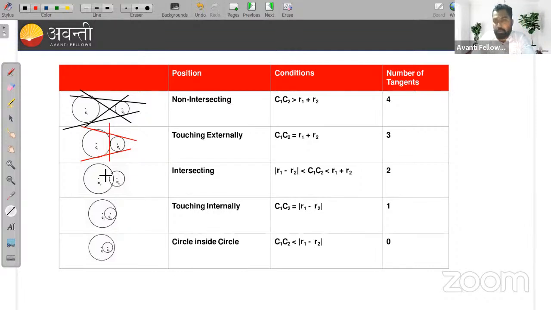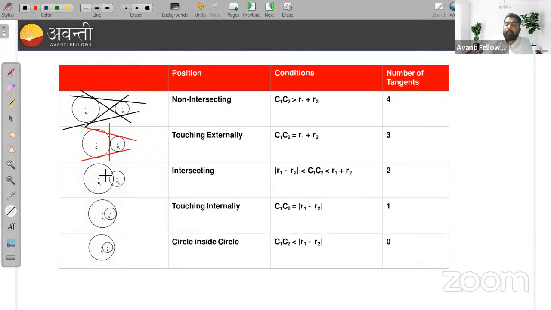Clear everyone? Okay. What is the third case? Third case is if the circles are intersecting each other. If two circles, if one circle is intersecting another circle, then the condition will be that the distance between both the centers of the circles will be greater than mod of R1 minus R2 and less than R1 plus R2.